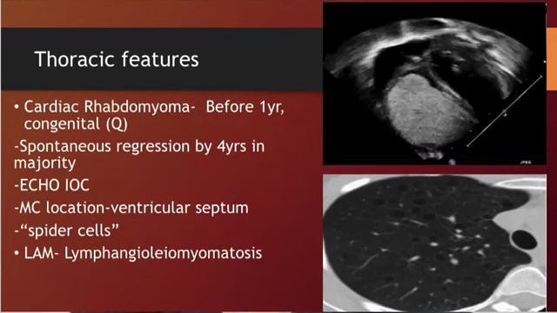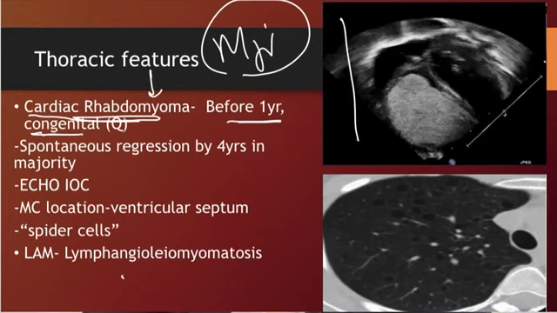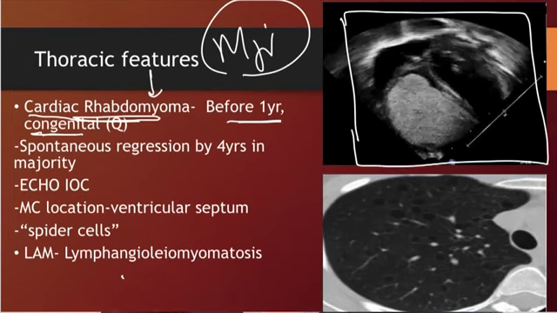Moving on to the two thoracic manifestations. As I've already told you, both of these are major features. The first is cardiac rhabdomyoma. Cardiac rhabdomyoma is a pediatric tumor. It will typically occur before one year of age, and in many cases it is a congenital tumor which can be diagnosed on antenatal scans. This is what it appears like on an ultrasound. This is an ultrasound image of the heart. Here we can see this bright or hyperechoic lesion which is located in the ventricle.